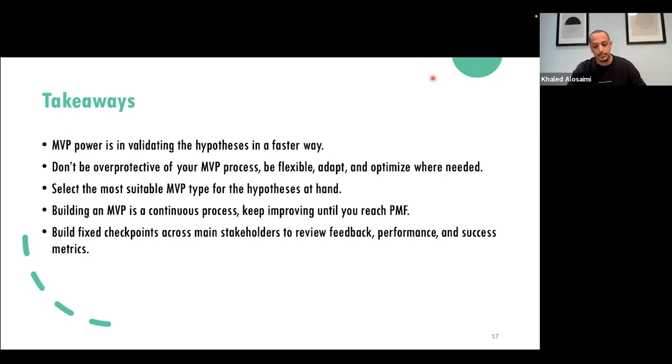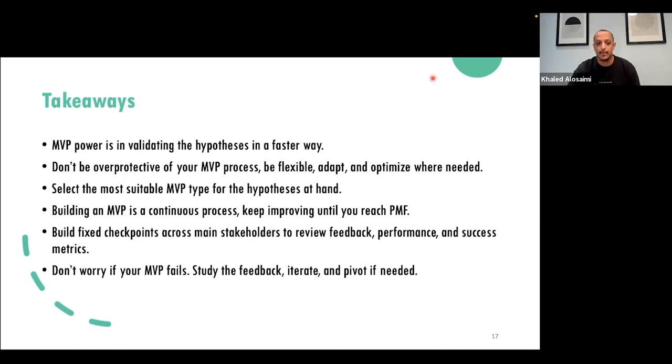From practical experience, it's really important to keep communicating with your stakeholders. So build fixed checkpoints across your main stakeholders for review and feedback, where you will discuss the performance of your MVP, the success metrics that you selected personally and with your stakeholders, and share the feedback that you received from your end customers and the internal feedback. It's really important. Choosing the checkpoint, it can be quarterly, monthly, weekly.